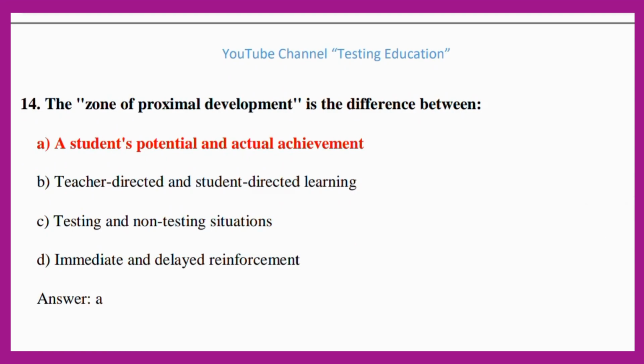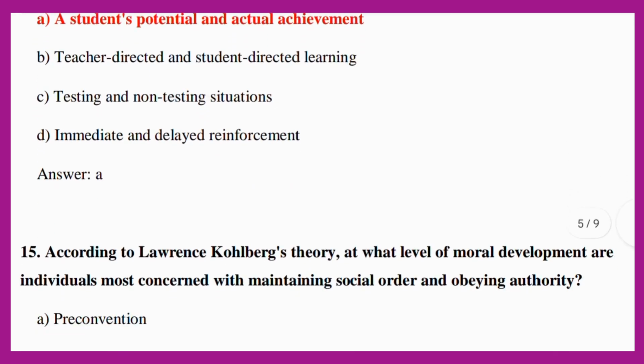Question number 14. The zone of proximal development is the difference between option A, student potential and actual achievement. Option B, teacher-directed and student-directed learning. Option C, testing and non-testing situations. Option D, immediate and delayed reinforcement. Correct option is option A, the student's potential and actual achievement.